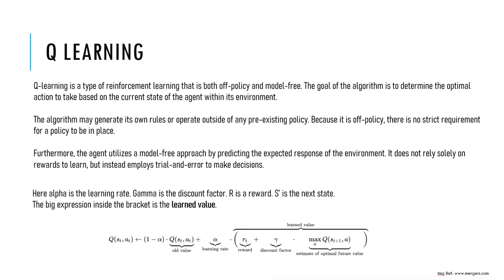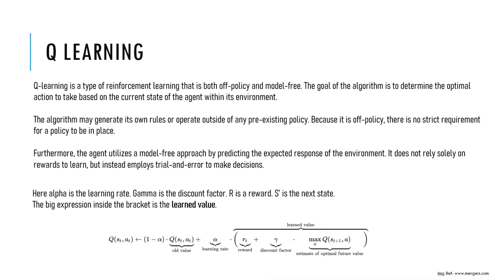So, for example, suppose you have a robot agent that needs to navigate a grid world environment to reach a goal state while avoiding the obstacles. The agent can move in four directions: up, down, right, and left. At each time step, the agent observes its state, or basically its position in the grid world, and takes an action, like moving in one of the four directions. The agent receives a reward for reaching the goal state and a negative reward for hitting an obstacle.